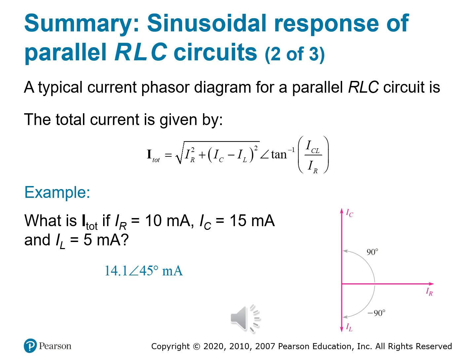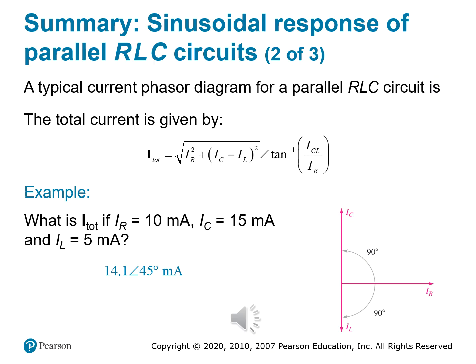Well, we vector add. So the formula for total current is I sub total is equal to the square root of I sub R squared plus I sub C minus I sub L, all that squared, at an angle of inverse tangent of I sub C minus I sub L over I sub R. Let's go ahead and apply that to our example here.